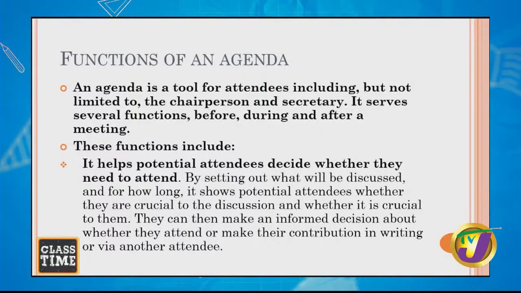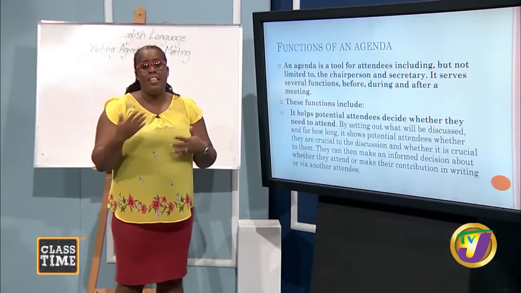They can then make an informed decision about whether they attend or make their contribution in writing or via another attendee. So this is very important. If it is not necessary for a staff member to attend the meeting, then there would be no need for them to attend unless it is a general staff meeting. So the function of the agenda is to facilitate this, for a person to decide whether or not they need to attend and so on.